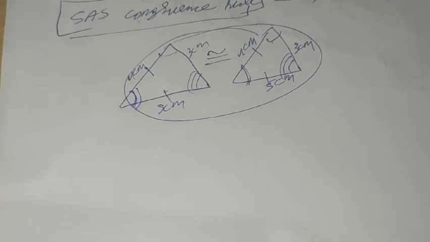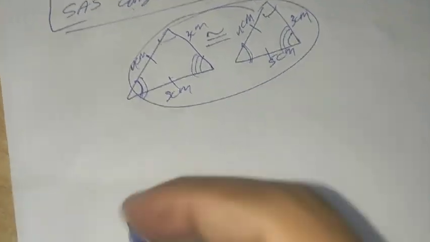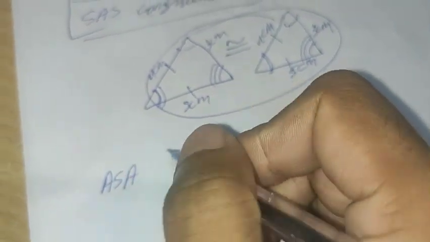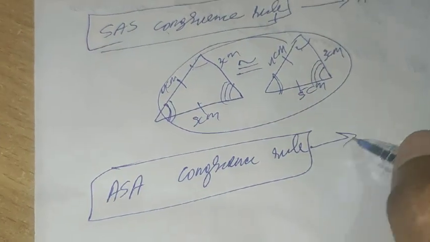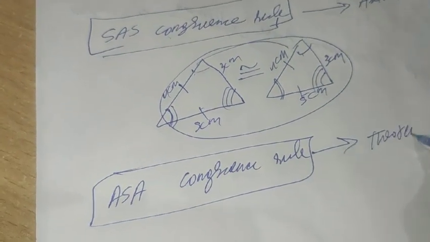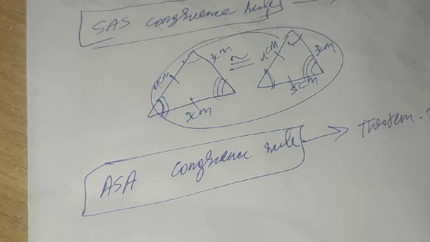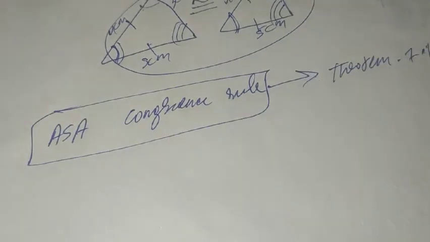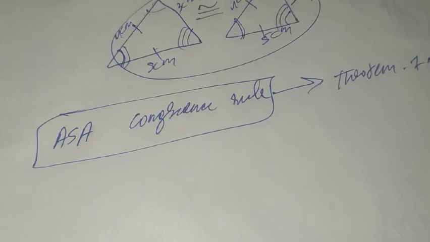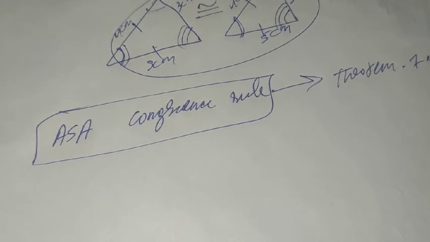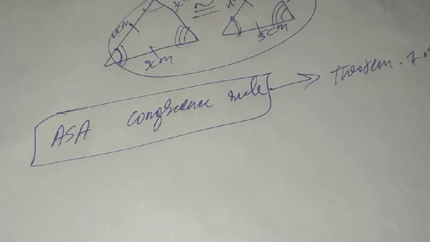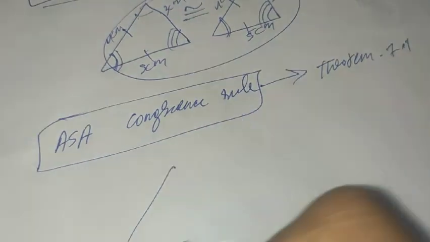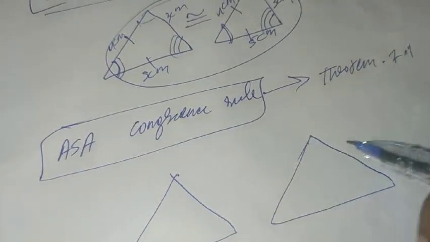Next we have studied the angle side angle congruence rule. This is theorem 7.1, right? So what does this theorem say? It says that two triangles are congruent if two angles and the included side of one triangle are equal to two angles and the included side of the other triangle. For example, these are the two triangles.